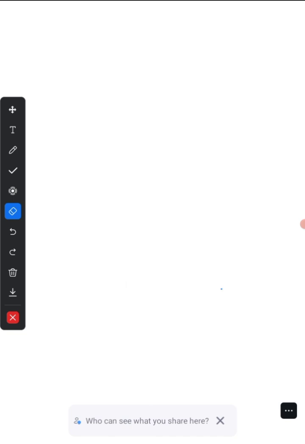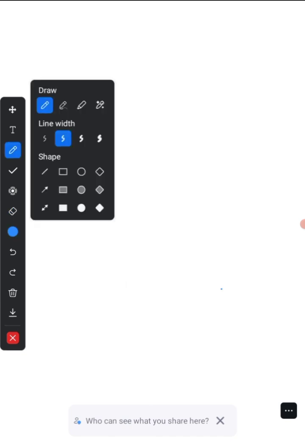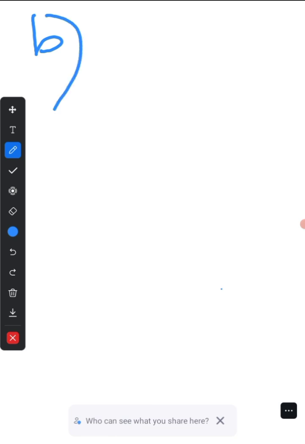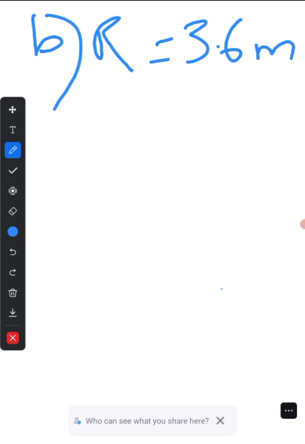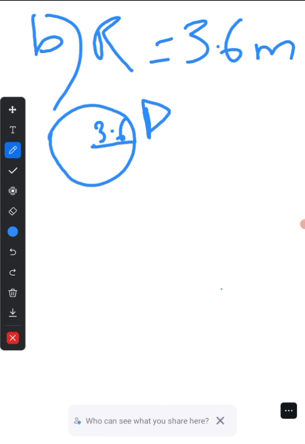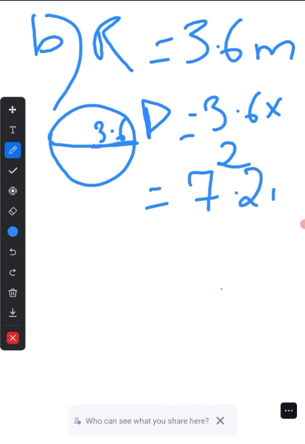Okay, so basically in this case, what is happening? We have the radius, that is your 3.6 meters. Fine. Now we know that in a circle, the radius is half of the diameter, right? So what is going to be our diameter? The double of it. So 3.6 multiplied by 2. What do I get? 7.2 meters.